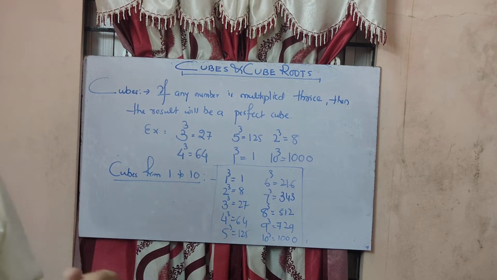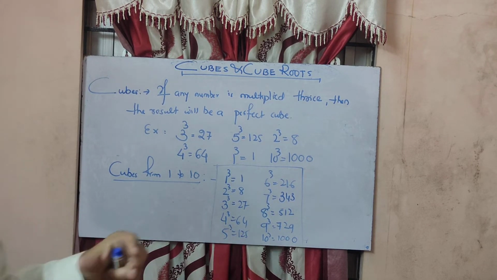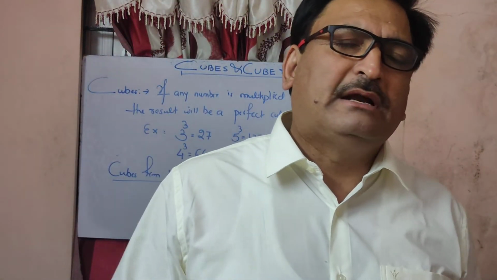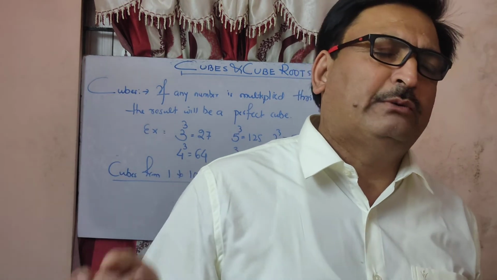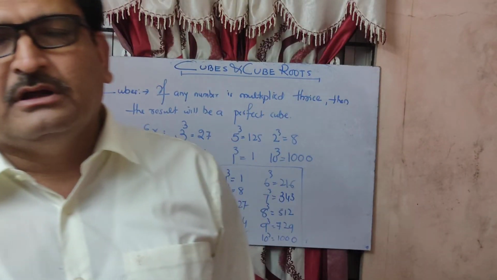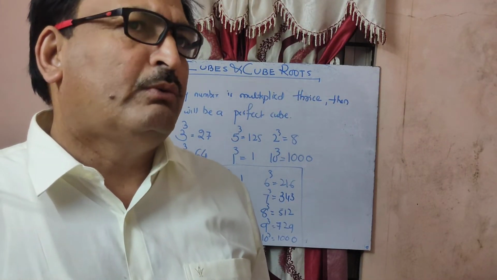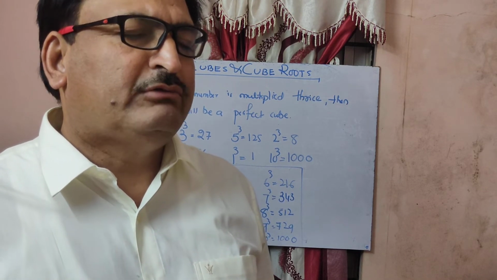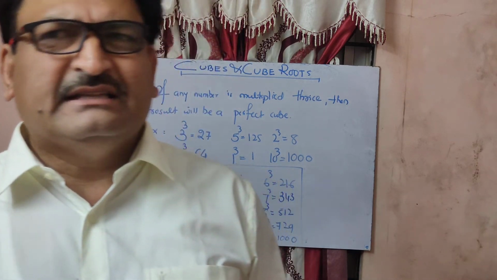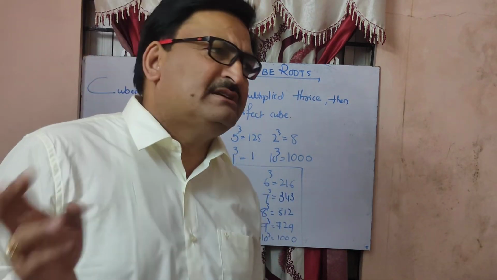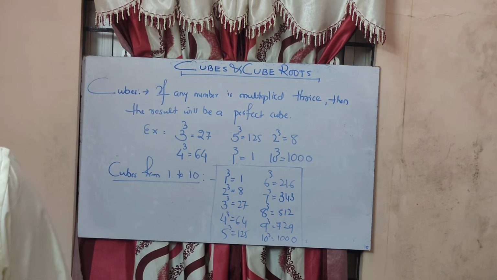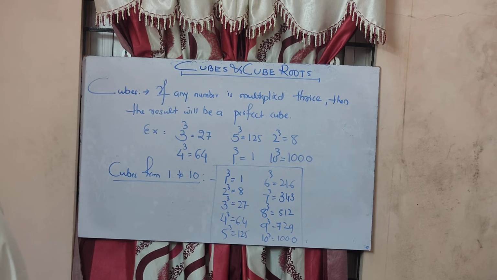11 cube, how much? You already know the square of 11 is 121. 11 into 11 is 121, and that 121 should be multiplied by 11 again. In the same way, what is 12 square? That is 144. And for 12 cube you have to multiply 144 into 12 again. In the same way, any number multiplied 3 times will be called the cube of that number.